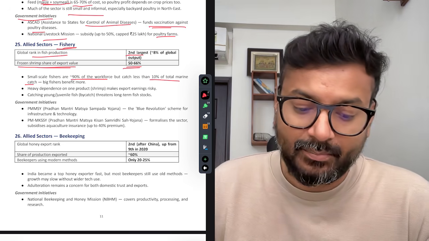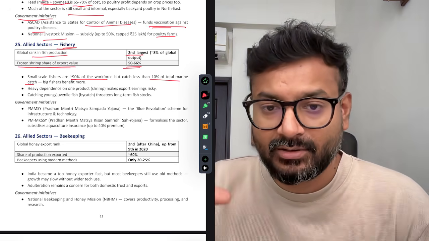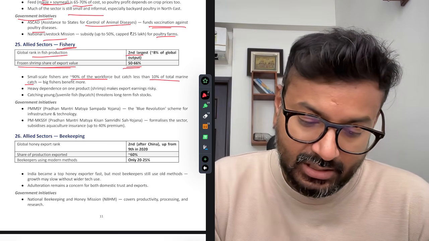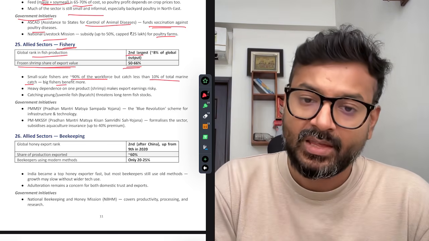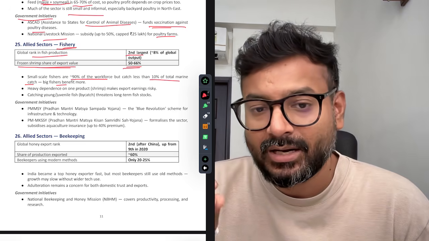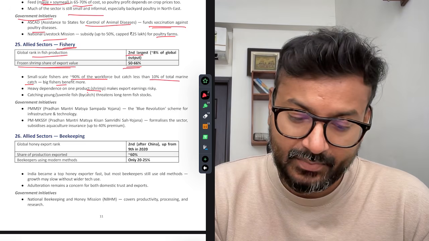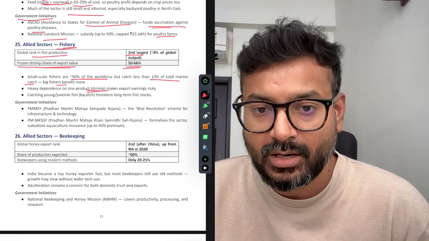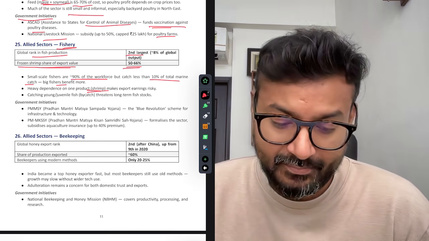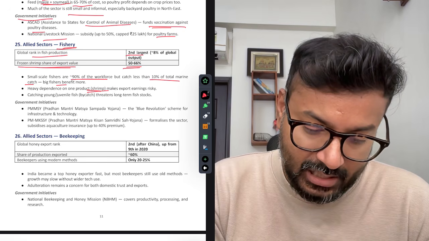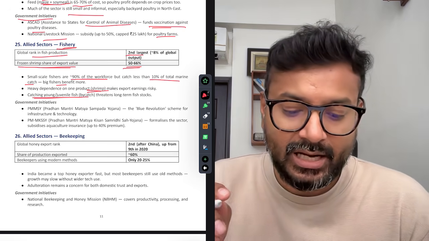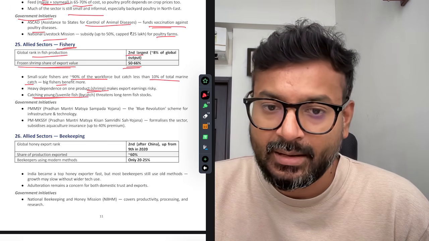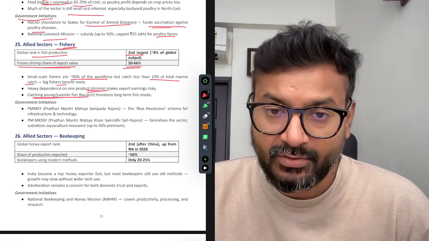Small scale fishers right now are 90% of the workforce, but they are catching less than 10% of the total marine catch, which means that the big fishermen with big trawlers and boats catch most of the fish in India. They're the biggest beneficiary. And we are very heavily dependent on just one product, that is shrimp. Therefore, our export, although shrimp is a big part of it, is risky also. There is also another criticism that a lot of young and juvenile fish is caught, and it really impacts the long-term fish stock.